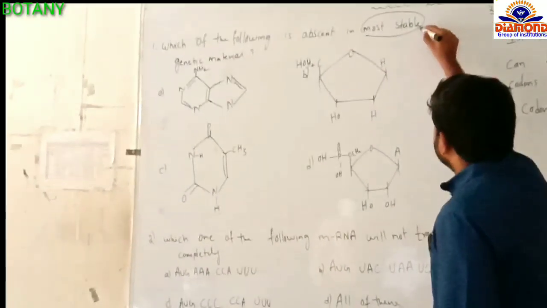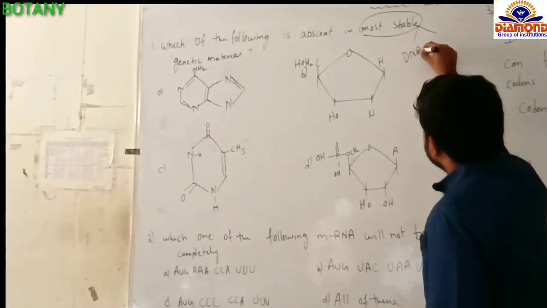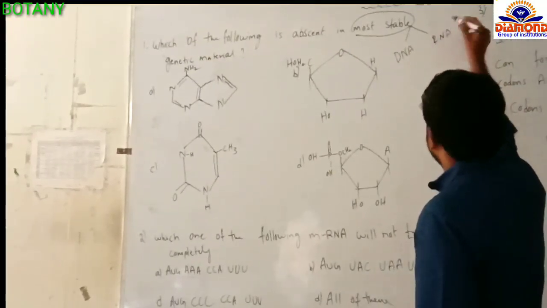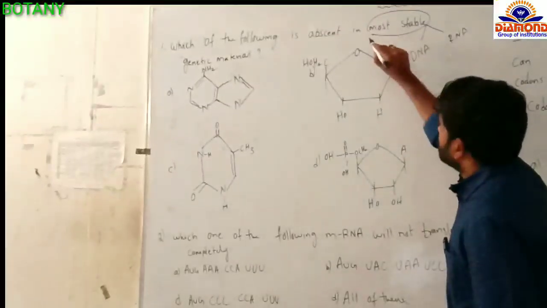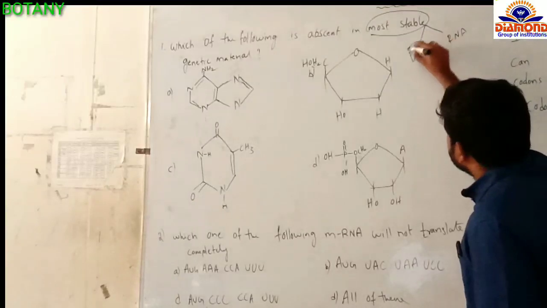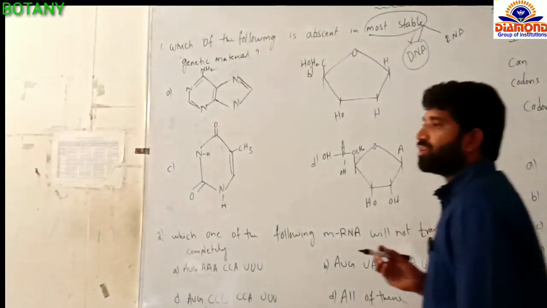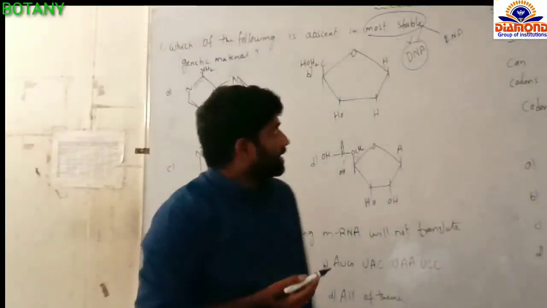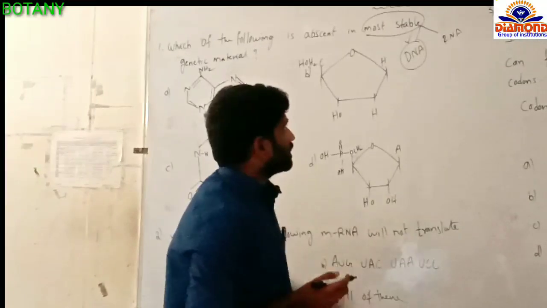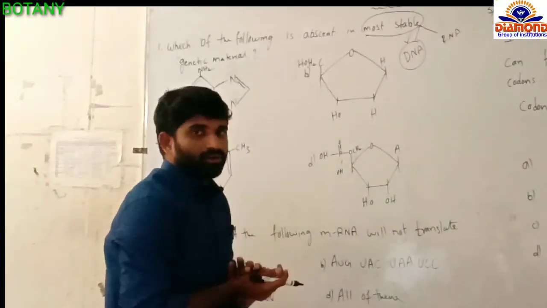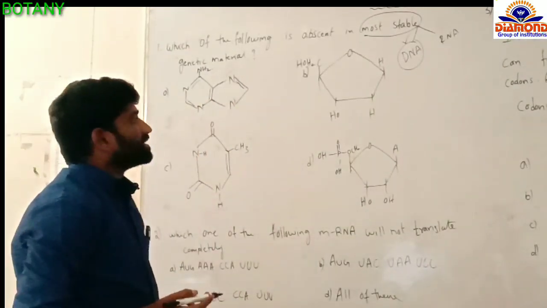In nature, two genetic materials are available: one is DNA and the other is RNA. Out of these two, the question is asking for the most stable genetic material. That most stable genetic material is DNA. RNA is also a genetic material, but compared to DNA, RNA is not more stable. So the question is regarding DNA only. In DNA, which of the options is absent?